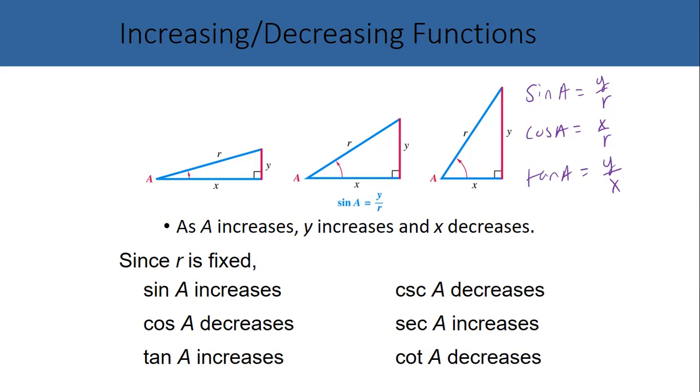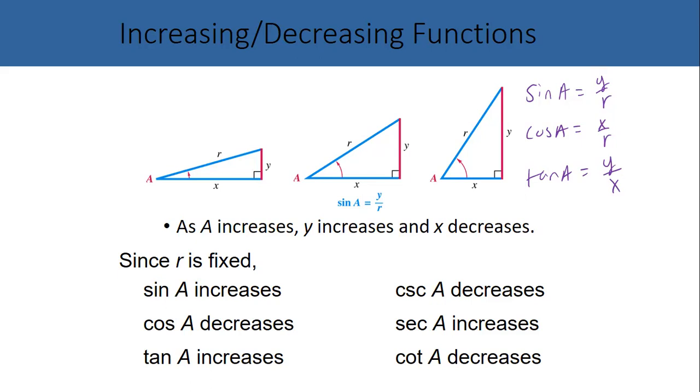Exactly. And cosine increases as the angle increases, your X decreases, which is your cosine. But what about tangent? Tangent depends on your Y because Y is in the numerator of tangent. So when you look here, it's Y over X.